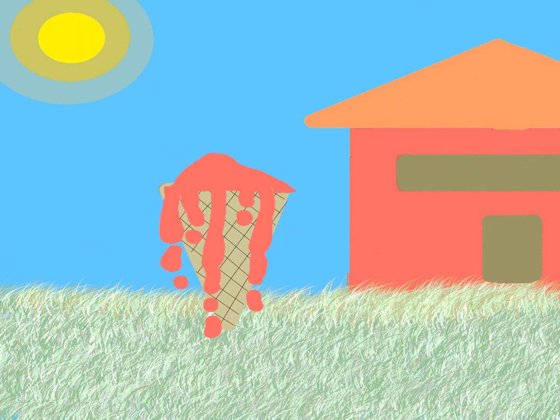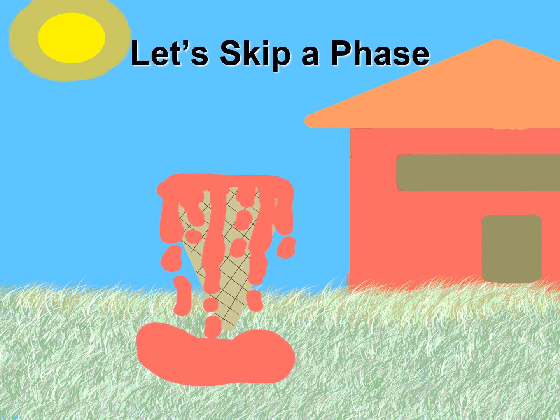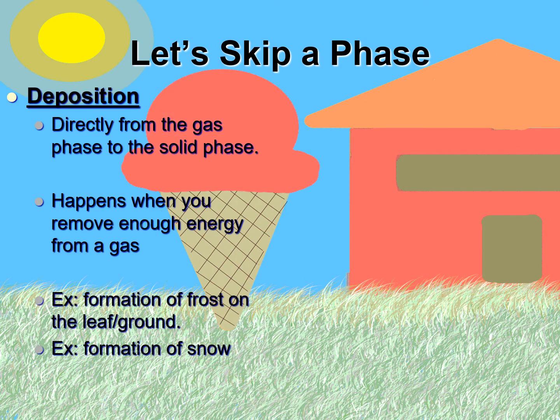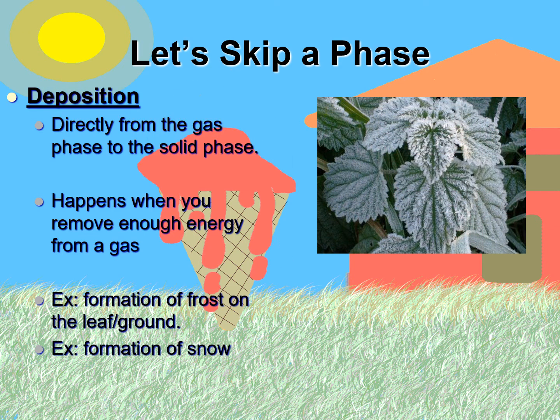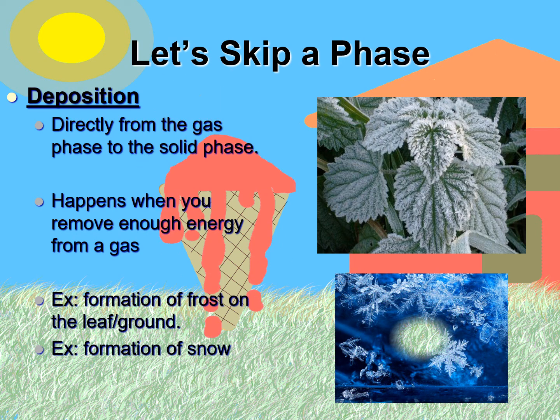If you remove enough energy from a gas, its molecules will slow down enough to form into a solid. This process is called deposition. What is deposition? Deposition is directly from the gas phase to the solid phase, the opposite of sublimation. It happens when you remove enough energy from a gas. An example of deposition is when frost is formed on a leaf or on the ground, and snow. By the way, class, have you ever wondered what is the difference between snow and frost?